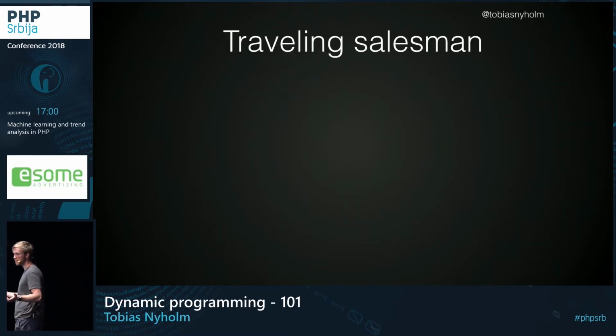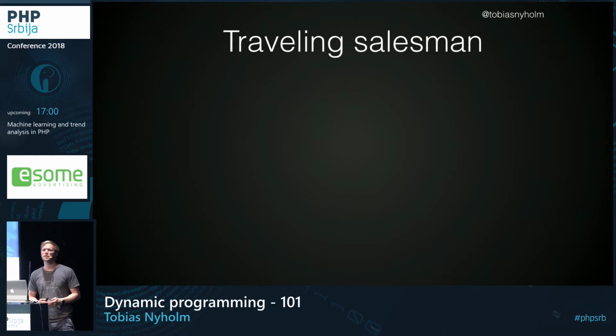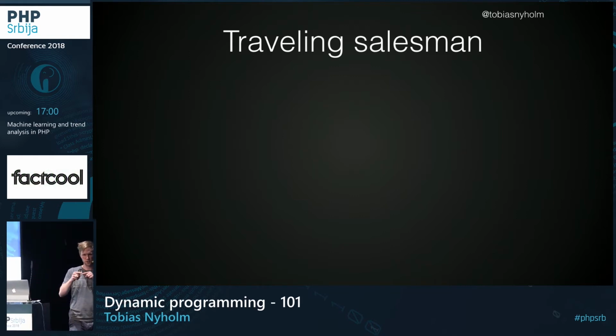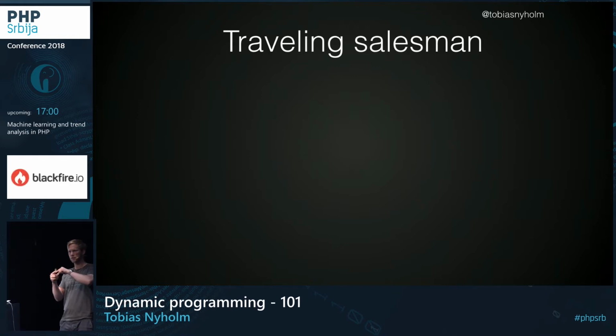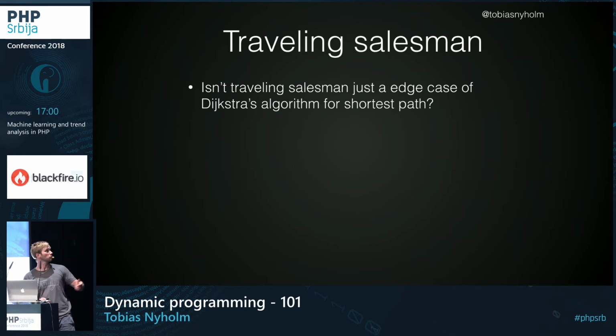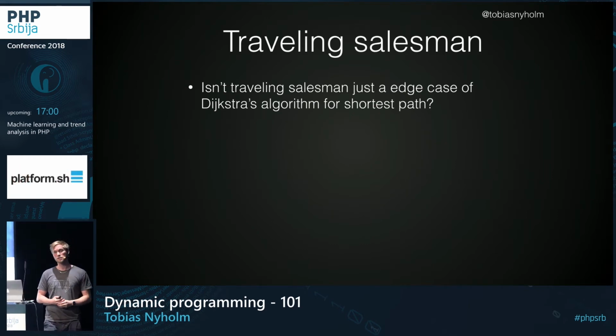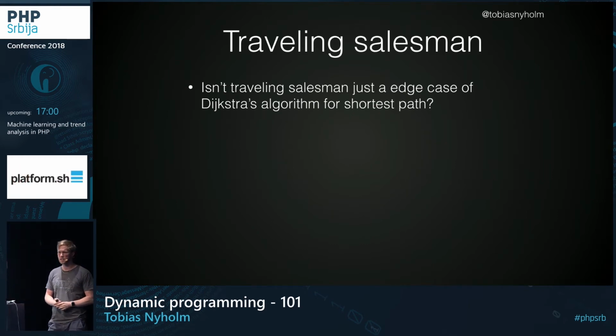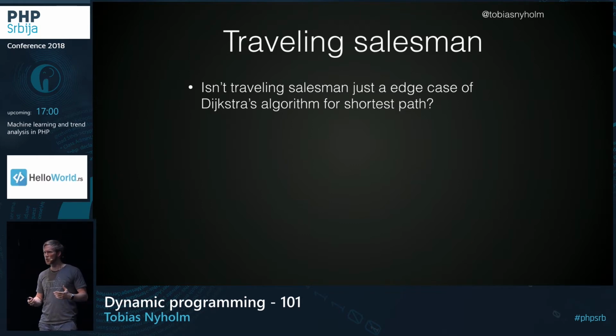Let's investigate the traveling salesman problem a little bit. We might consider that it's just an edge case of Dijkstra's, because Dijkstra's is finding the shortest path. But what if we want to find the shortest path visiting all the nodes? So, is traveling salesman an edge case of Dijkstra's? Not really, because Dijkstra's is finding the optimal path, not necessarily using all the routes.